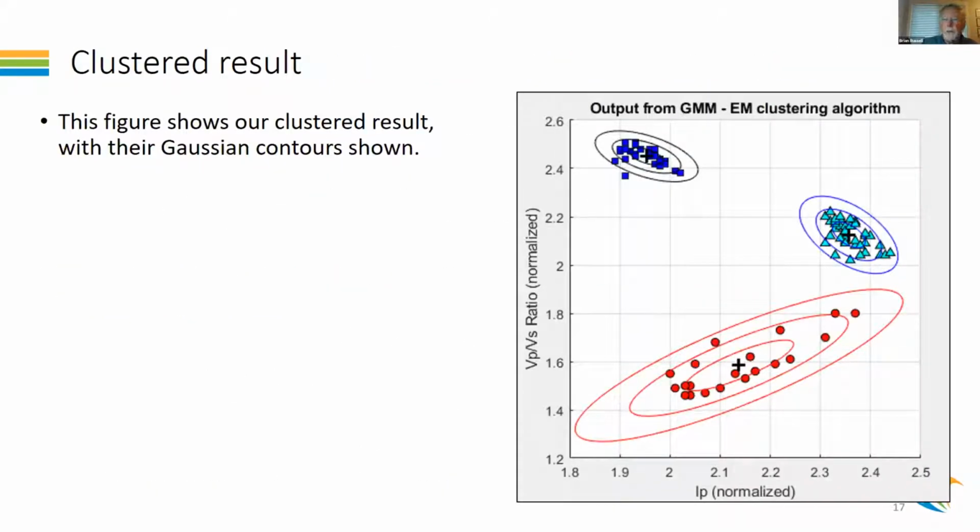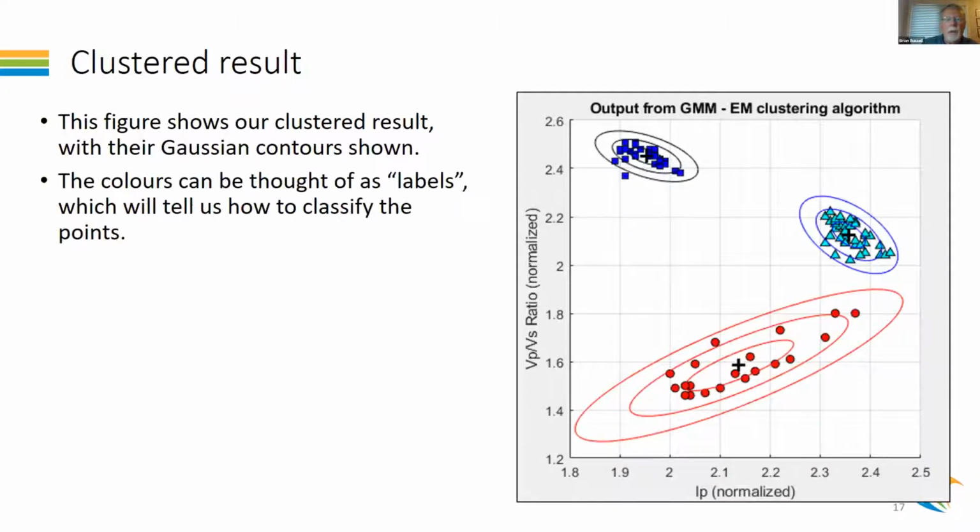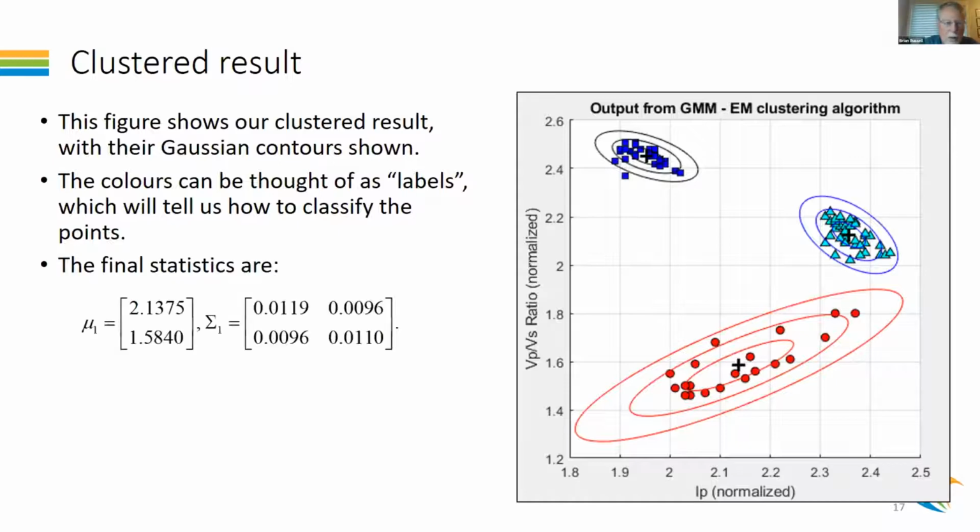And here's the clustered result, a very simple example. The reason I use this example is that each one of those has a different elliptical shape. The colors can be thought of as labels, which tell us how to classify the points. And the final statistics are like this.